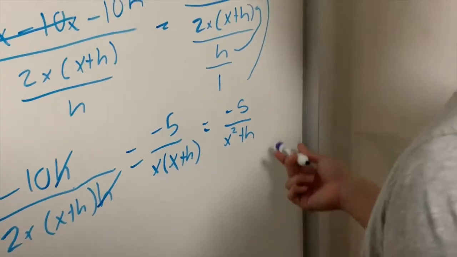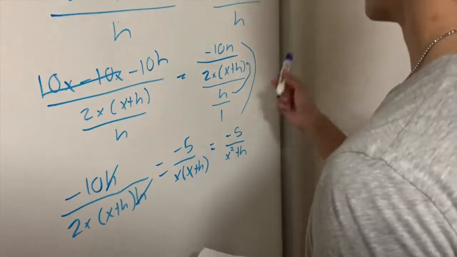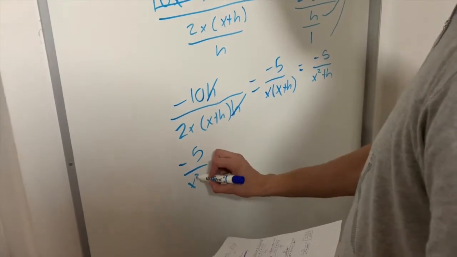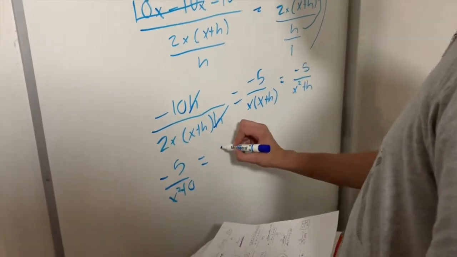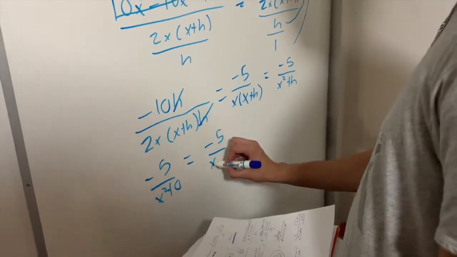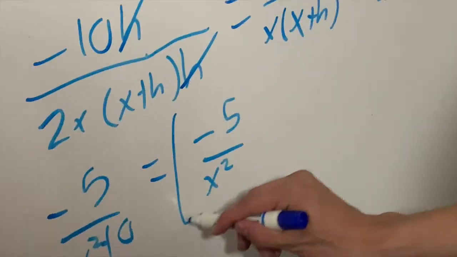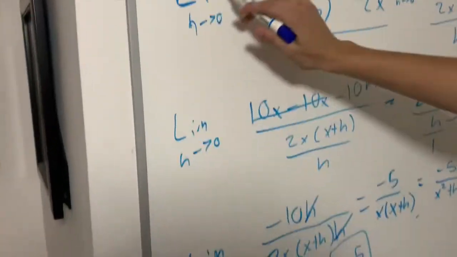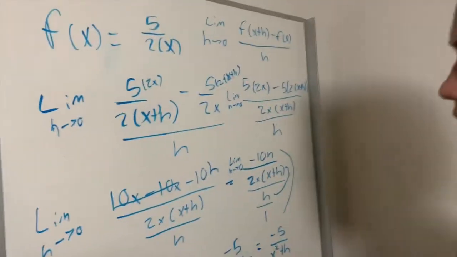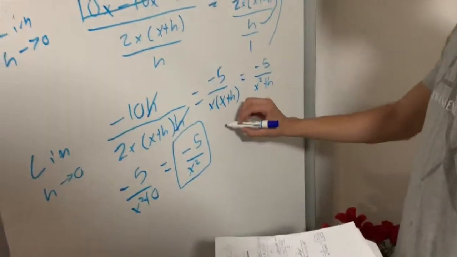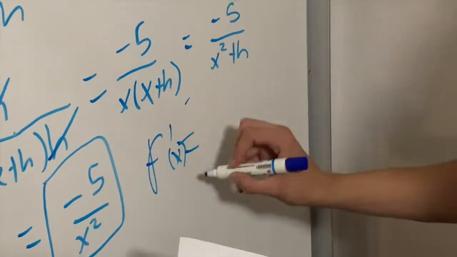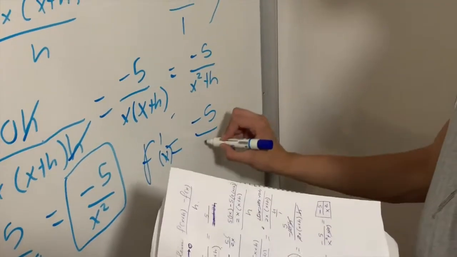And here we have to substitute the h with 0. So the final answer would be plus 0, which is basically negative 5 over x to the second power. So we're not done yet. Don't forget, every time you're making a change, you have to write the limit as h is approaching 0 for every single step. And for your final answer, you will have to write it as f prime of x equals, and the answer, which in this case is negative 5 over x squared.